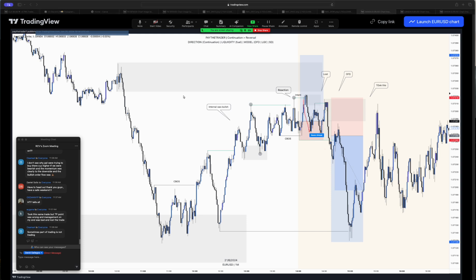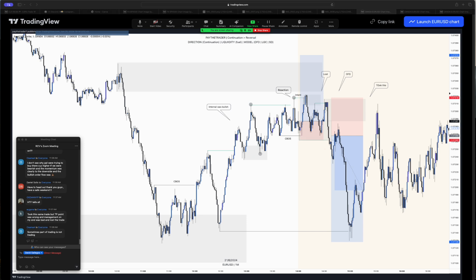So there was a POI, a reaction from the POI, again breaking that POI. If we were taking this POI, this is a CBOS, low, high retracement. That target is met. So here, the CBOS is breaking this, technically. But the full BOS would technically be here.